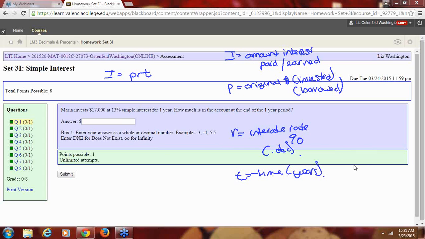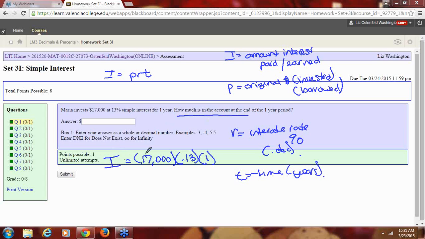Okay, I'll help you with that one. Number 5 and 8. So here Maria invests 17 grand. So here the P is 17 grand. So I equals 17,000 at a 13% simple interest rate, which technically is 0.13, for 1 year. So my time is 1 year. And it says, make sure you answer the question, how much is in the account?